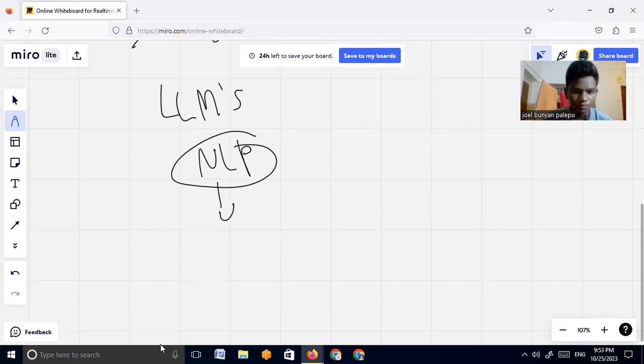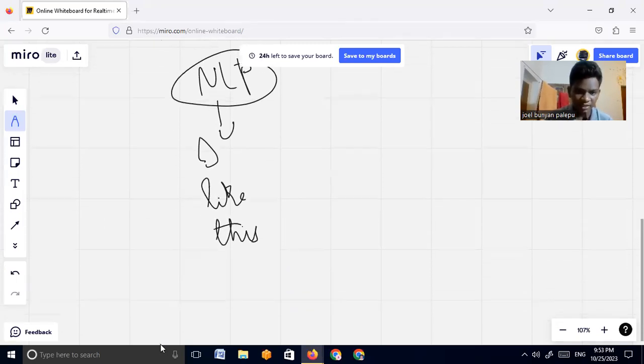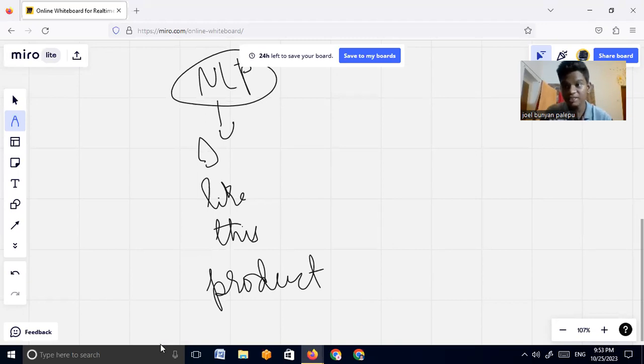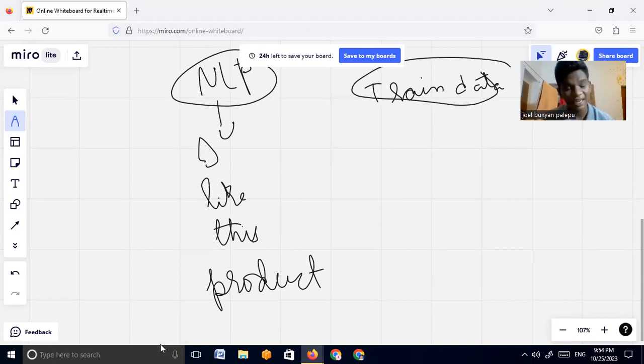So let's say I say something like this: I like this product. Let's say this is an Amazon review. I like this product. So basically, this is a positive review, and we'll be given some data which the model will train on. So for this task of positive and negative classification, we'll be giving some training data. This training data is going to consist of many pairs of text and the sentiment.